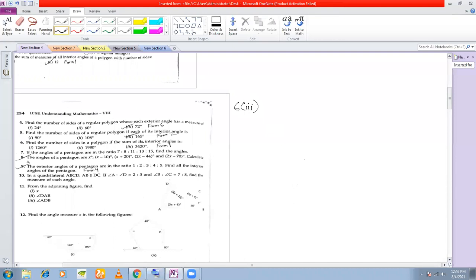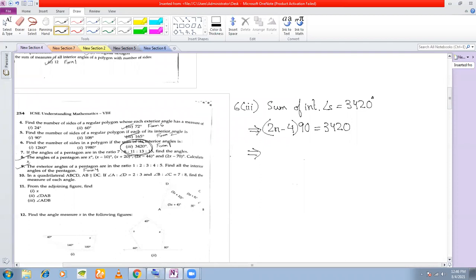Now, what is the sum of the interior angles of a polygon? Sum of interior angles is given to be how much? 3420 degrees. Now, what do you know? What is the formula of a sum of interior angles of a polygon? 2n minus 4 into 90, right? So 2n minus 4 into 90 must be equal to 3420. Do you agree? Yes, sir.